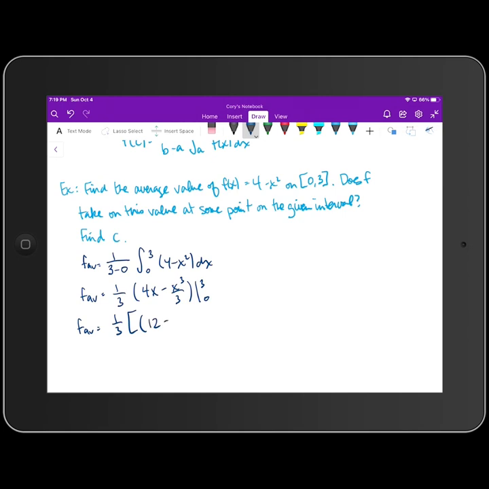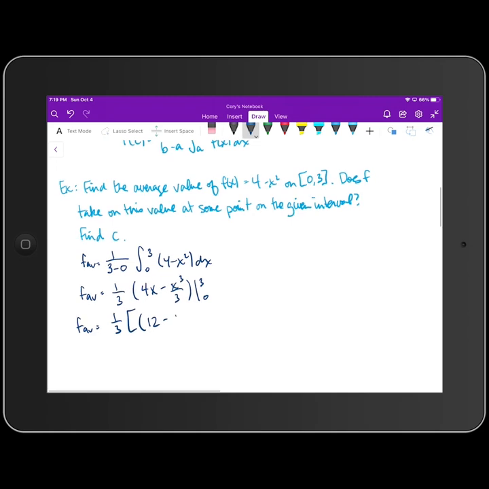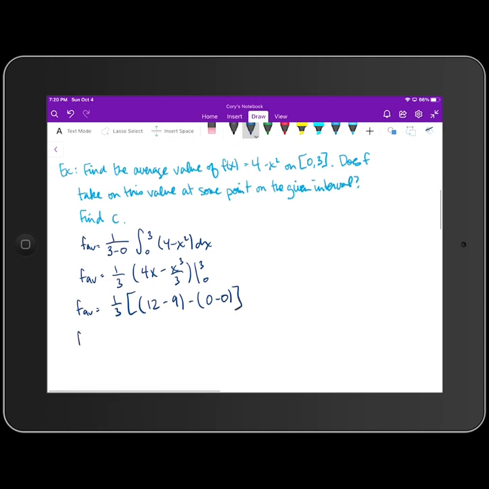Minus 3 cubed, which is 27, divided by 3, which is 9, minus, and then when we evaluate at 0, we get 0 minus 0. So f sub AV is going to be 1/3 times 3, which makes f sub AV equal to 1. Okay, so that takes care of the first part.